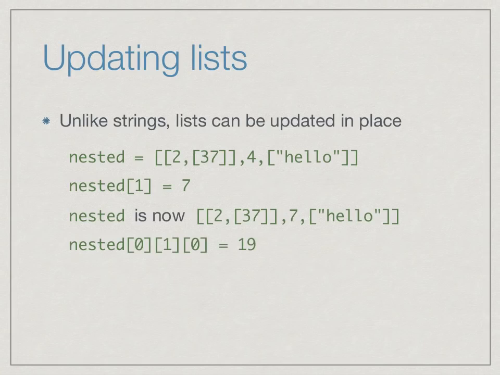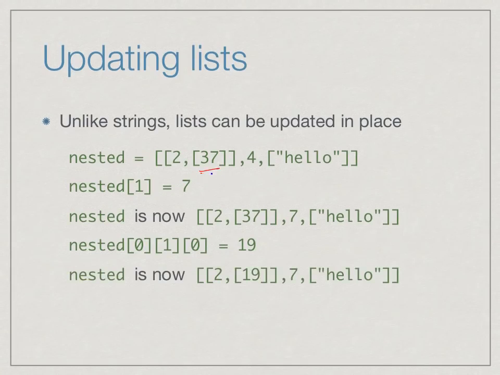And we can do this inside as well. So we can say that we want to go into this list, which is nested 0. Then we want to go into this list, which is nested 0, 1. And then we want to go into this value and change this value. So we want to change the value at the position 0 of the nested list at position 1 of this initial value. So we say nested 0, 1, 0 equal to 19. And this changes that 37 into 19. So this is allowed.